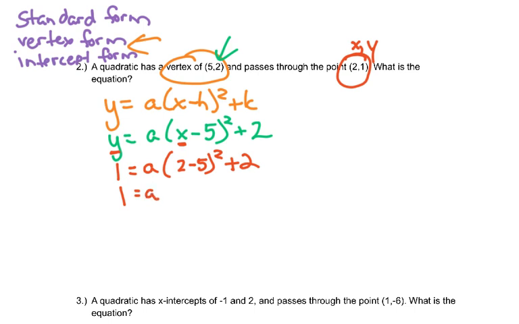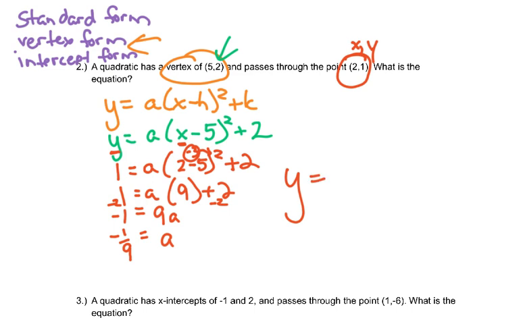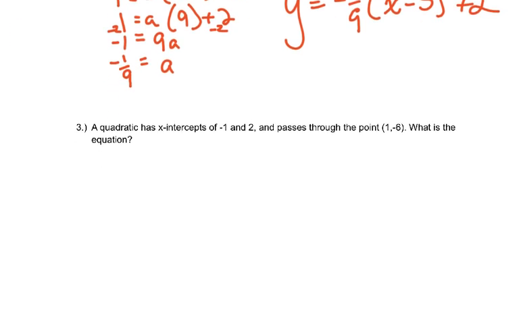1 equals a. Let's simplify in the middle here. 2 minus 5 is a negative 3. We're going to be squaring that, so that'll give us 9, plus 2. 9a will equal, I can subtract 2 from both sides and get negative 1. A will equal negative 1/9. So if I rewrite this as an equation, I'll get y equals negative 1/9 times (x minus 5) squared plus 2. Let's try writing one more equation.